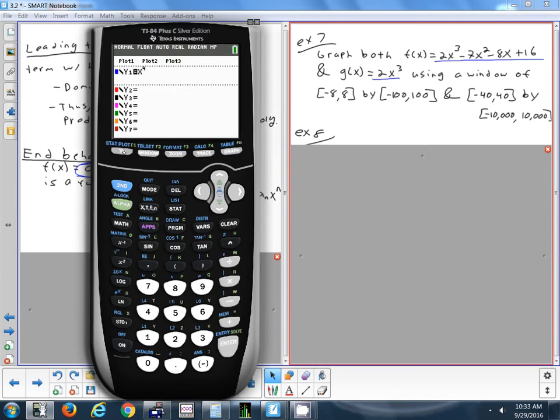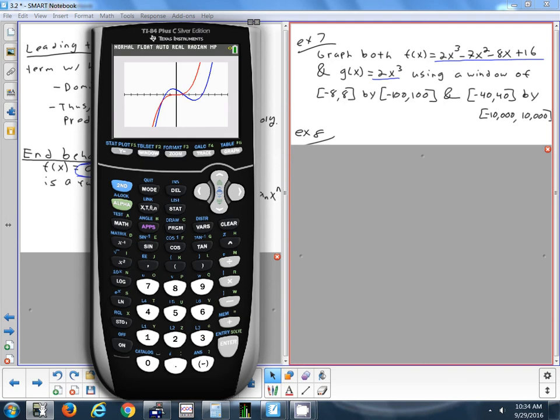So let me graph both of them. And you can really just watch this. 2x cubed minus 7x squared minus 8x plus 16 and 2x cubed. Now the first thing they tell me is to do it in a window from -8 to 8 and -100 to 100. That's kind of zoomed in on the x-axis, so we're not really looking at the big picture here. That's f of x.